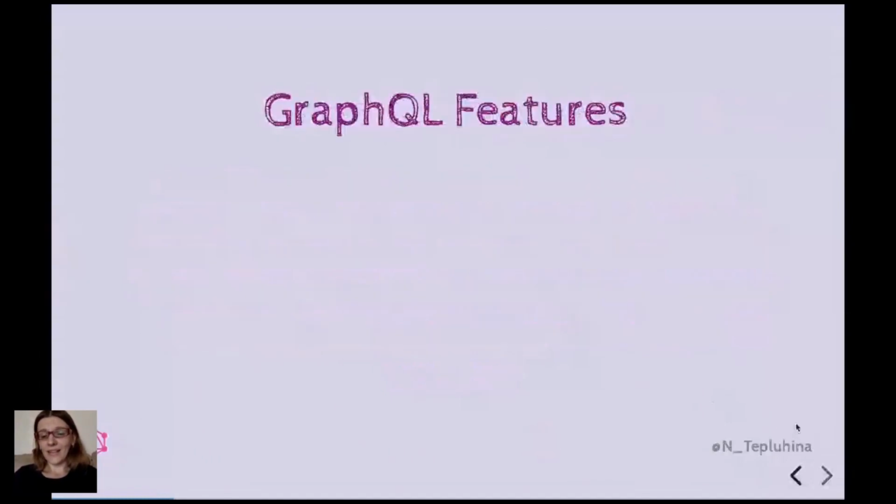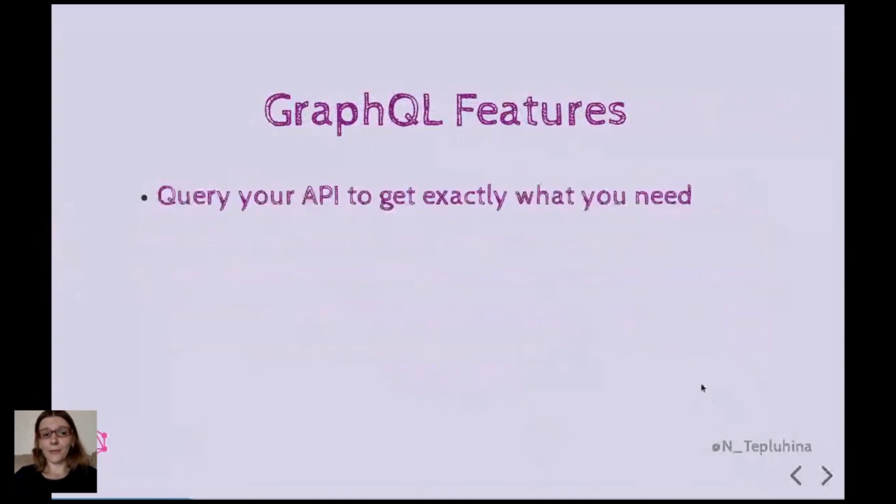And what are actually the GraphQL features? The first one is query your API to get exactly what you need. GraphQL enables declarative data fetching, so you can form your response from your request. With the REST API, you have a static JSON response, but with GraphQL, you can get only fields you really need at this moment.